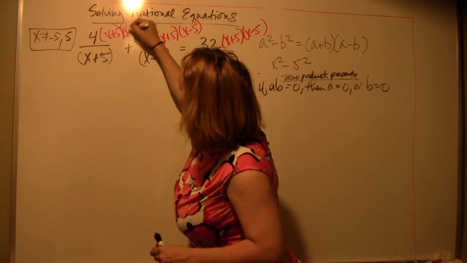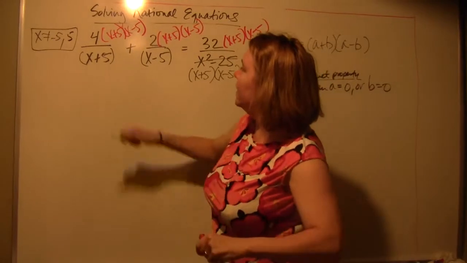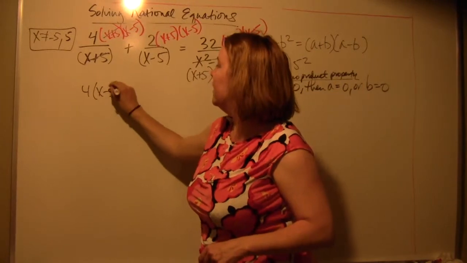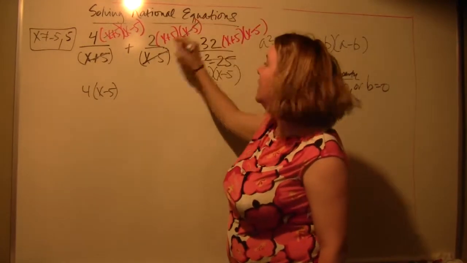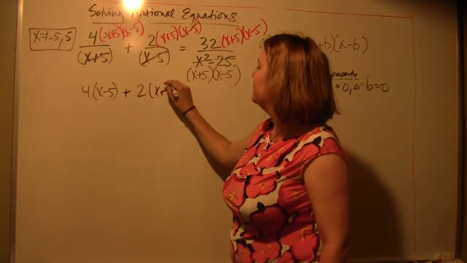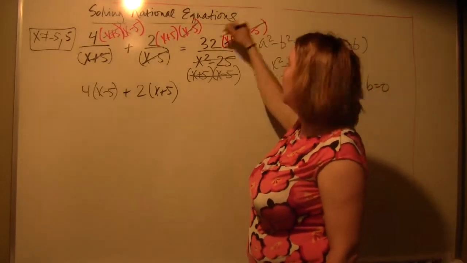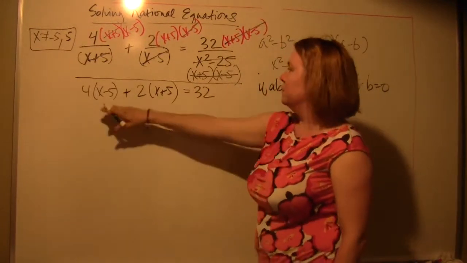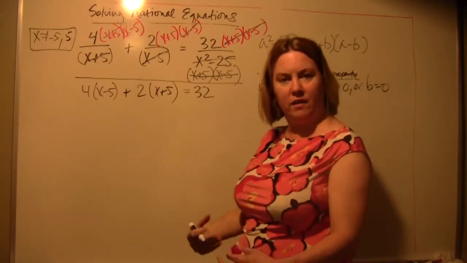Notice I'm putting it with the numerator. Okay, so in this case, the x plus 5 is going to cancel, and I'm left with 4 times (x minus 5). In this case, x minus 5 is going to cancel, and I'm left with plus 2 times (x plus 5). In this case, all of it cancels, and I'm just left with 32. So here's our new equation. No fractions, right?